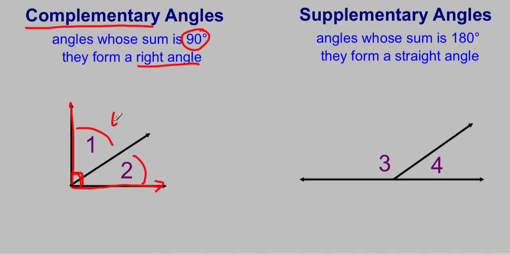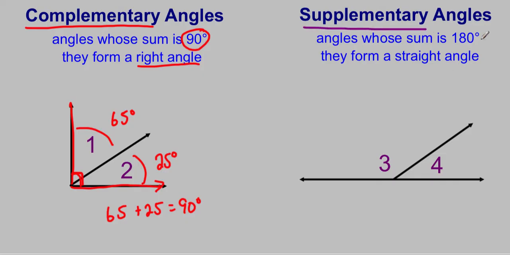So maybe this one is 65 degrees. Well, that means this one has to be 25 degrees. Because 65 plus 25 is equal to 90 degrees. They form that right angle, so they have to add up to be 90 degrees.